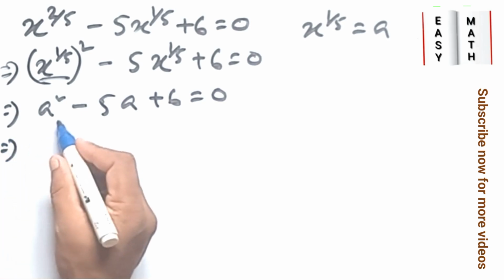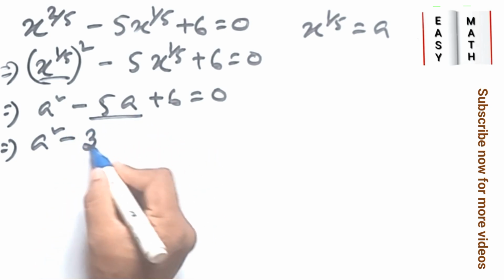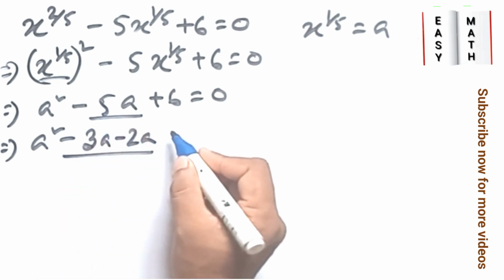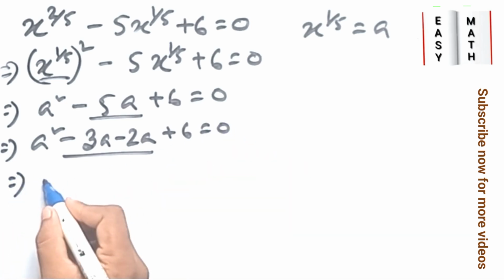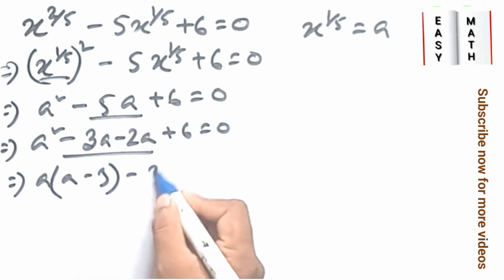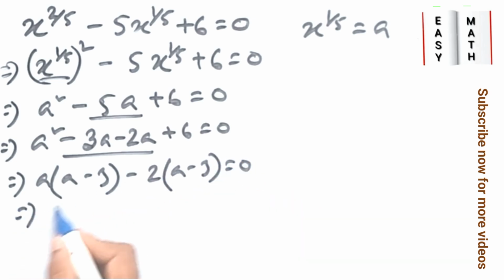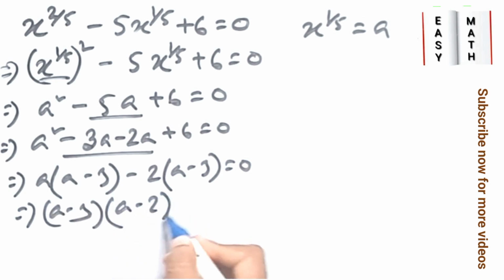And now we can write this a square, and we can write 3a minus 2a, this value is plus 6, 0. And now this is a minus 3, and 2a minus 3, 0. So a minus 3, take the common, so a minus 2, 0.